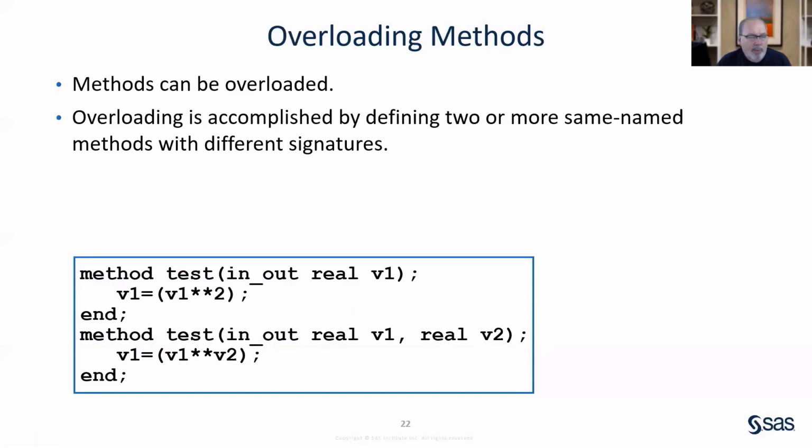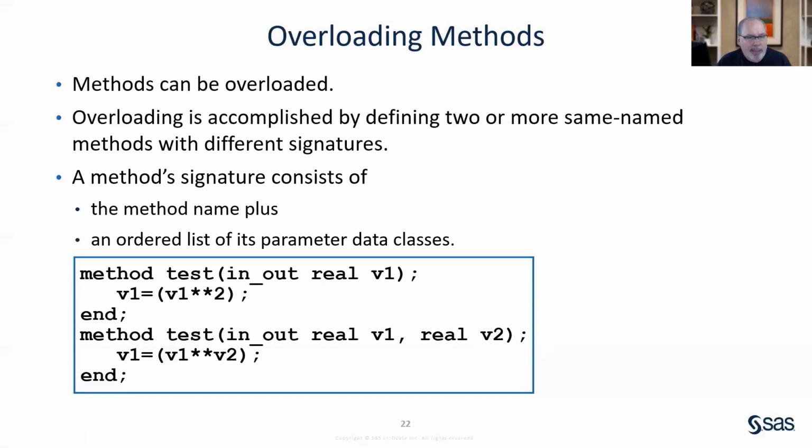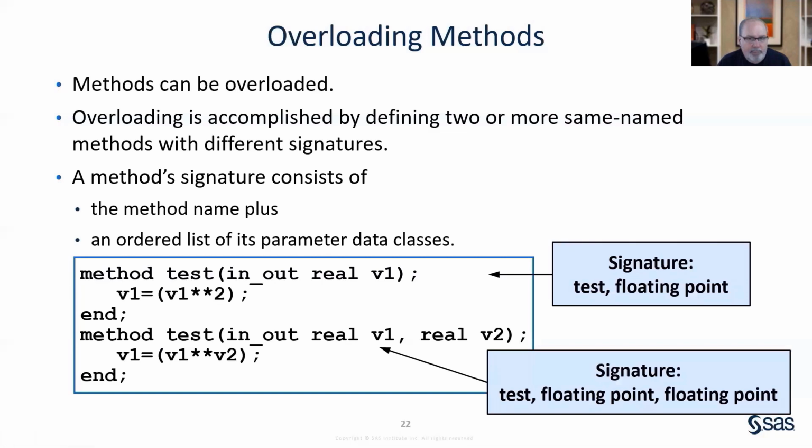So this is the concept of overloading methods, writing two methods with the same name but distinctive signatures. Now we talk about data type, but it's really closer to a data class type thing. For instance, DS2 won't be able to tell a difference between a real and a double. They're floating point types. So if you made one with a single parameter that was real and one with a single parameter that was double, it might have a little trouble distinguishing that, right? So think of this as signature test, floating point, floating point, right?